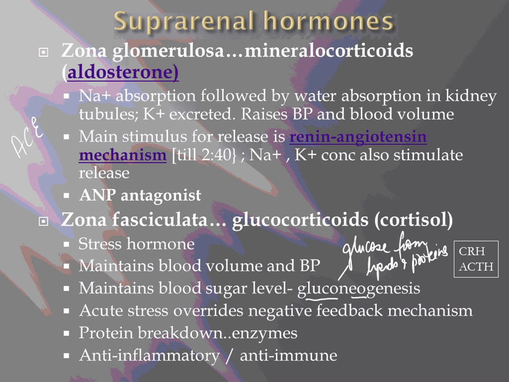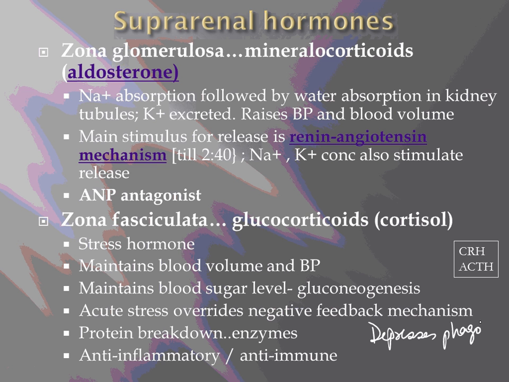It has an anti-inflammatory, anti-immune action. So how it does that is it decreases mast cell numbers. If you remember, mast cells were important, so it decreases mast cell numbers and macrophages. It reduces capillary permeability. It depresses phagocytosis. So let me write that down. Depresses phagocytosis. Decreases mast cell numbers. It reduces capillary permeability. So you can see how all of these would depress inflammation and also would be an anti-immune response.